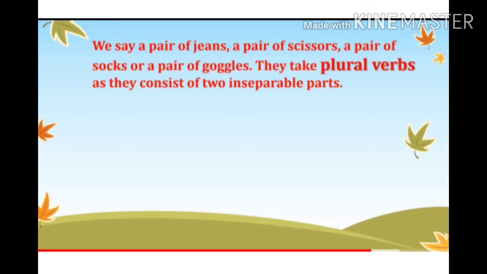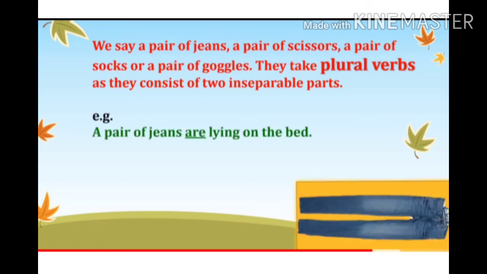Let us try to understand this better with the help of an example. A pair of jeans are lying on the bed. So here on the bed, what is lying? A pair of jeans. A pair means two. And since we cannot separate both the legs here, we have to use them together. We have to wear them together. And there are more than one. That is why we have to use a plural verb with it, which is are. So are over here is a plural verb which is used with a pair of jeans.